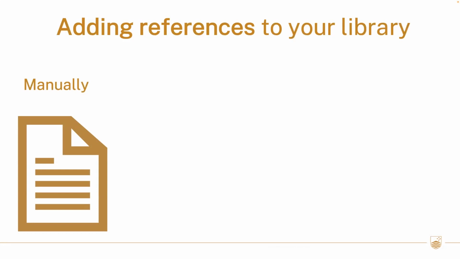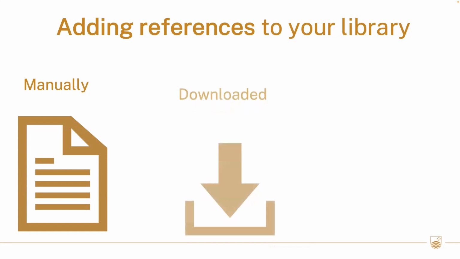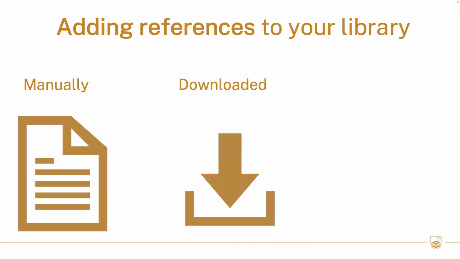The second method is to download a citation. This is most commonly used for ebooks and academic articles. Most databases, library search, and platforms like Google Scholar will allow you to download a citation directly into EndNote. That means you don't have to worry about finding the bibliographic information and typing it in yourself. It all gets automatically imported into EndNote.